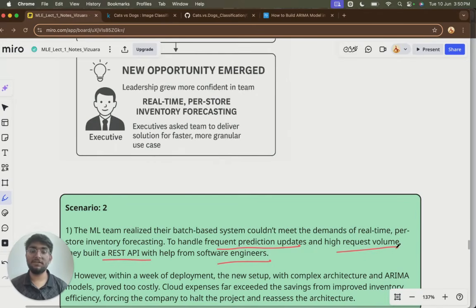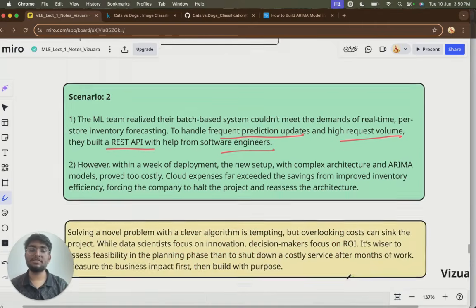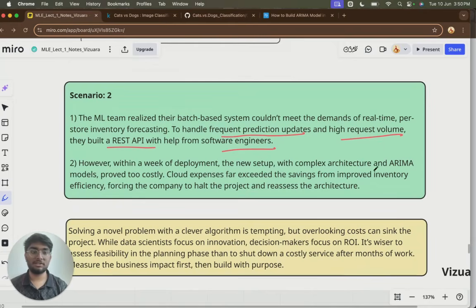However, within a week of deployment, a new setup with a complex architecture and an ARIMA model will be proved too costly. ARIMA model, you can just think of it as an auto-regressive model which uses time series data to predict the future. So solving a novel problem with a clever algorithm is tempting, but overlooking cost can sink the project. While we focus on innovation, decision makers focus on return on investment.